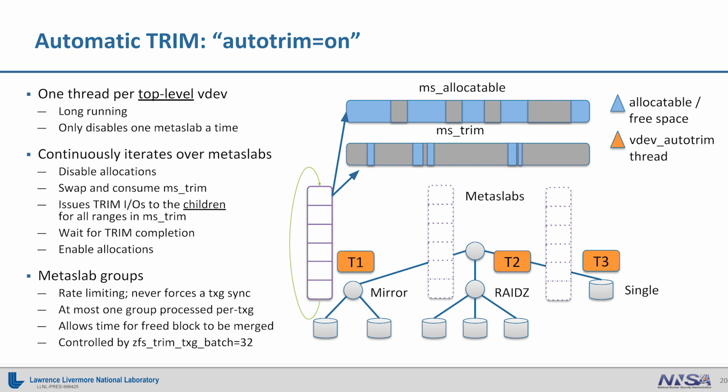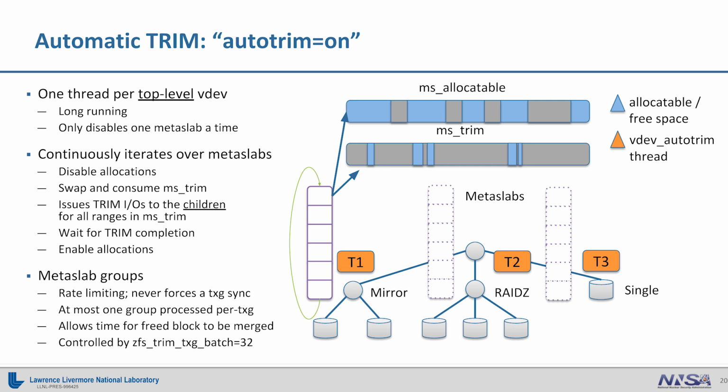We go through and we issue trim IOs to all of the children in this case, and then wait for them to complete. Like I said before, we're running at the top level of VDEV here, so we actually have to issue the IO to all of the children under us, whether they're a mirror or a RAID Z. And we use the translate function again to figure out where those offsets are, passing in the right children. Wait for the trim to complete, enable allocations, and we're good. That metaslab has been trimmed.